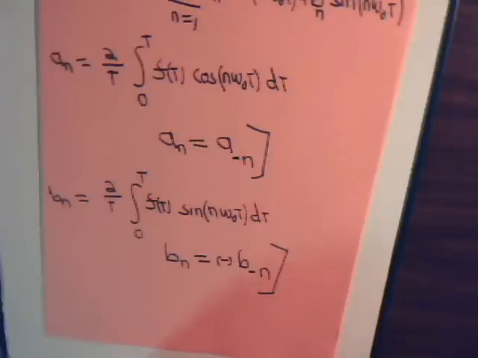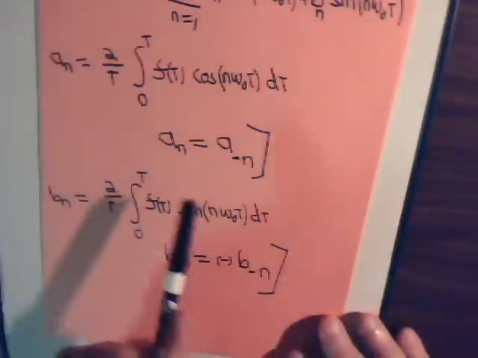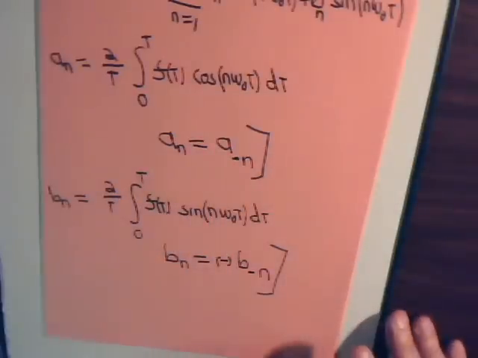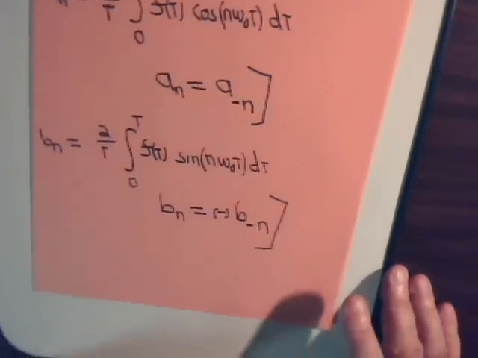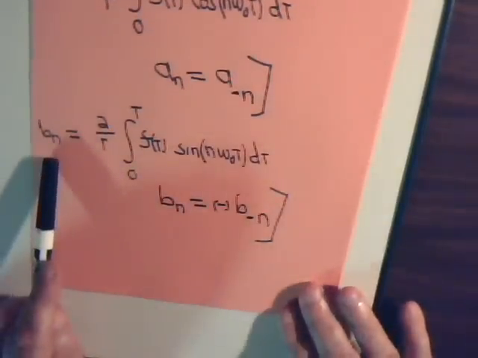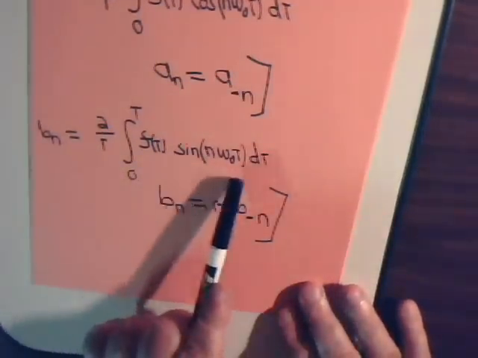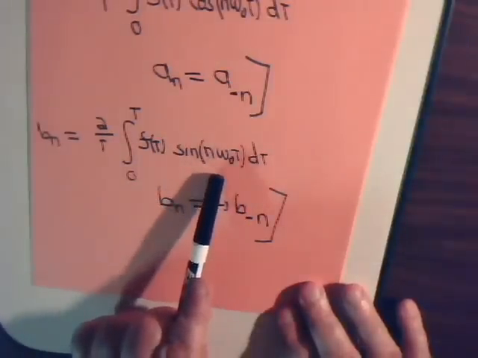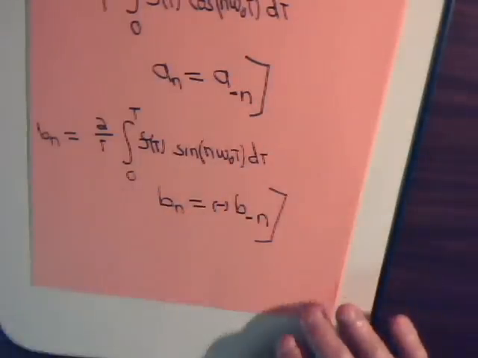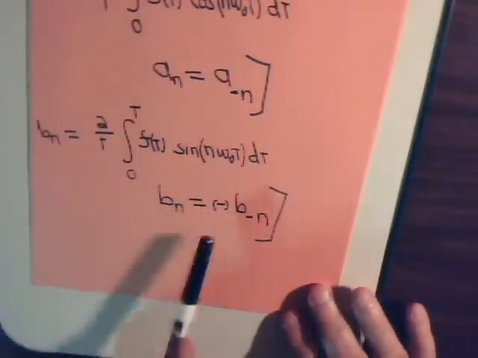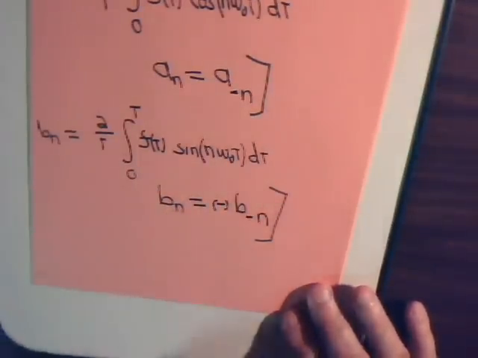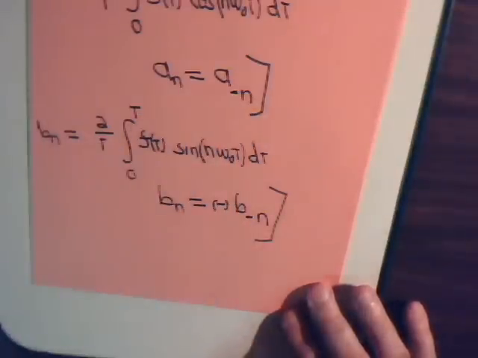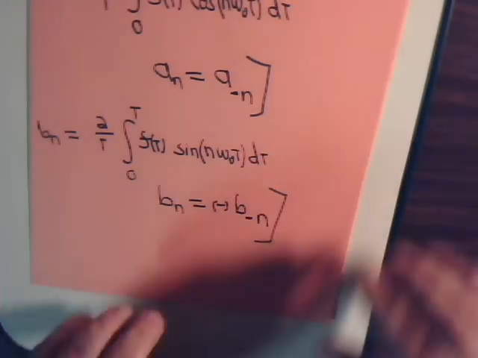The cosine is an even function, so it comes out to be the same. So a n and a minus n are equal. Here, for the b, if we put minus n here, well, the sine is an odd function. The sine of a minus angle would be minus the sine of that angle. So b sub n will be minus b of minus n. And we'll make use of these two relationships in just a few moments.